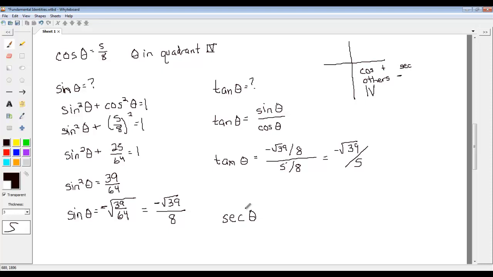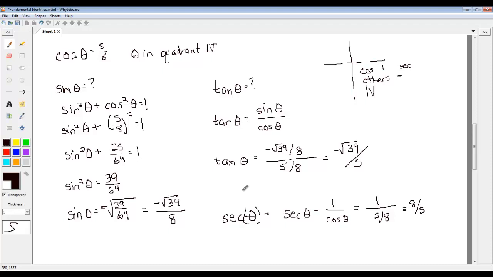Secant of negative theta, let's say they ask for that. If they ask for secant of negative theta, well, we know that that's the same thing as secant theta, which is 1 over cosine theta. So that's 1 over 5/8, which gives you 8/5.